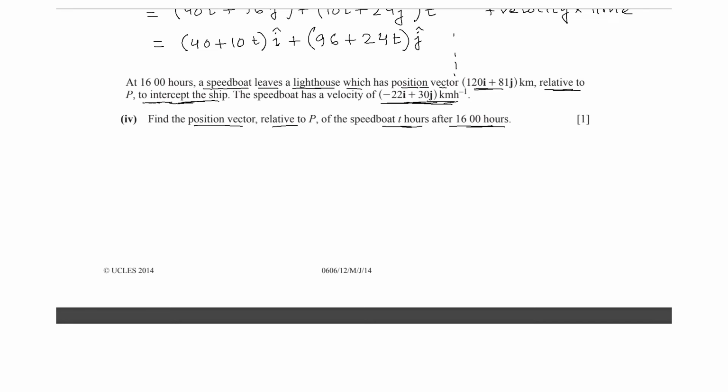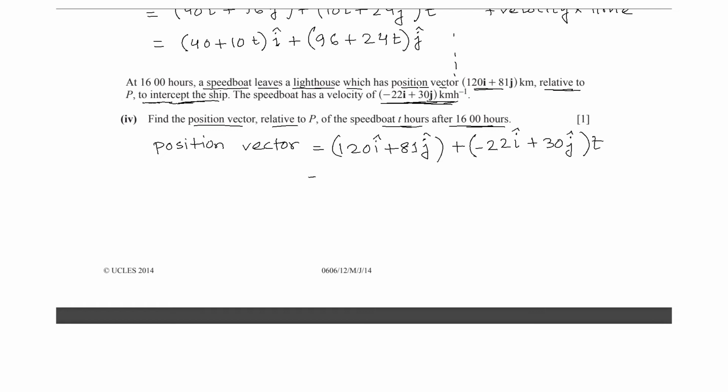So it's kind of like the previous one. We have to find the new position vector of the boat. So let's write the position vector of the boat, which is actually the new position vector. Let's write the old position vector, that is 120i plus 81j. It will be added with the velocity vector of the boat, that is minus 22i plus 30j, and here the time duration is again t hours.